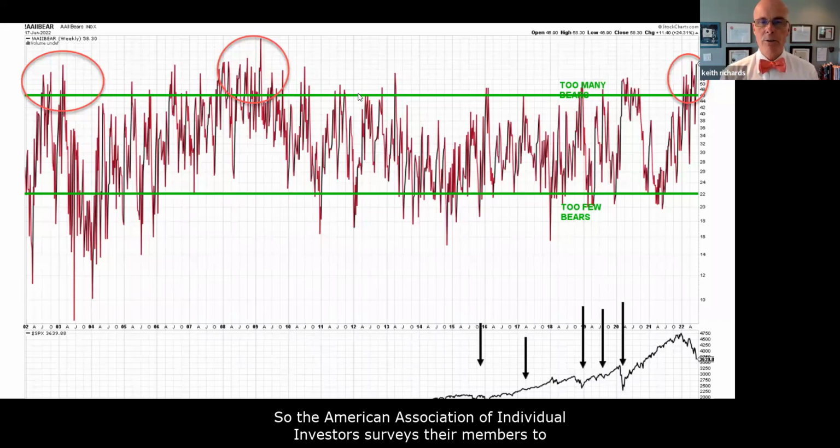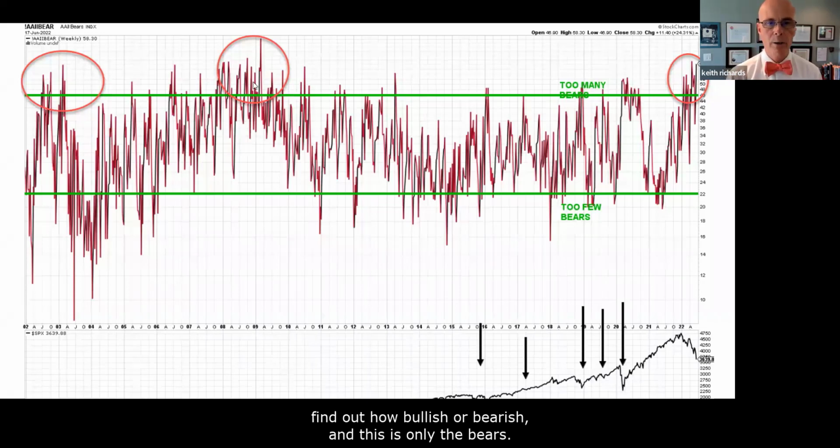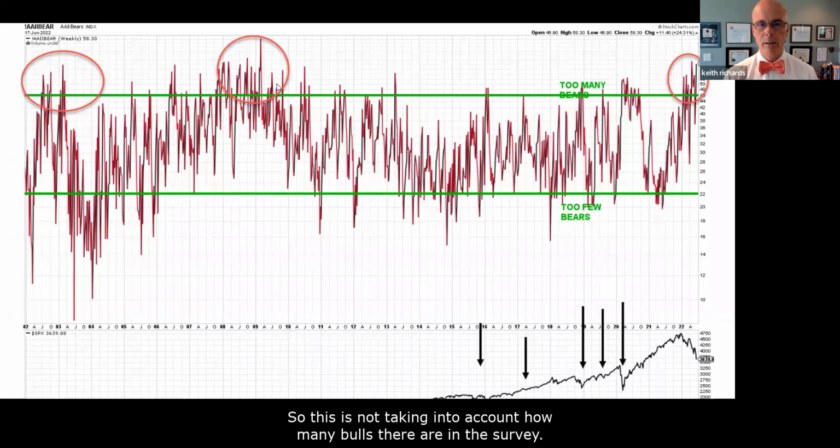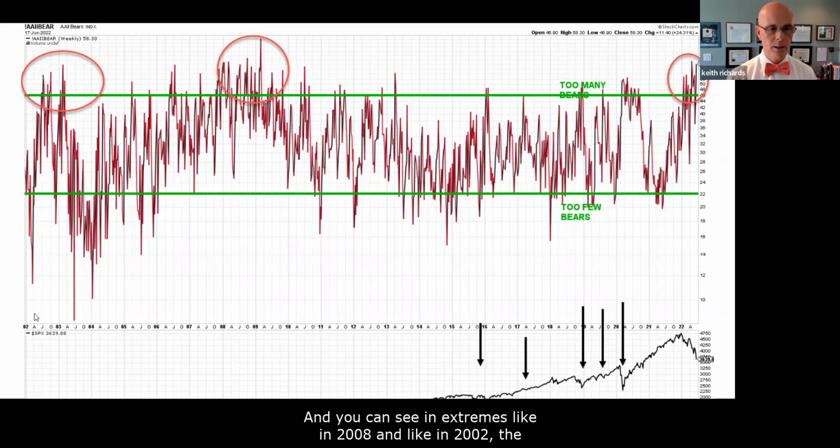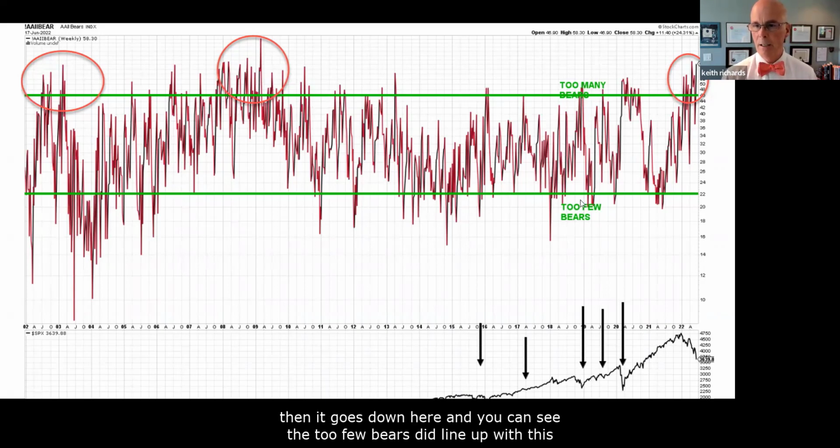The American Association of Individual Investors surveys their members to find out how bullish or bearish. And this is only the bears. So this is not taking into account how many bulls there are in the survey. And you can see at extremes, like in 2008 and like in 2002, the number of bears is off the chart. So I've drawn some lines and say that when there's too many bears, this is the level, and when there's too few bears, meaning the markets could be overdone, then it goes down here.